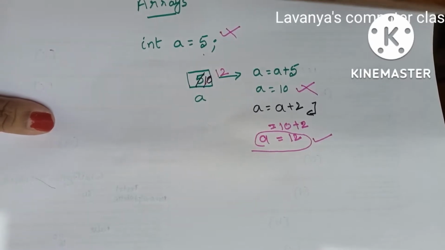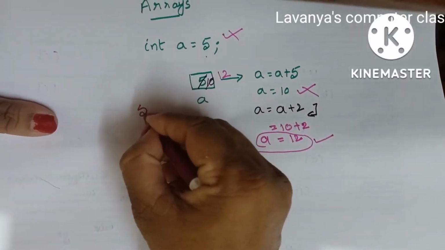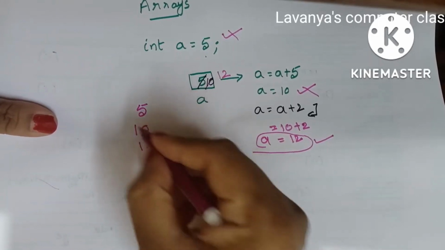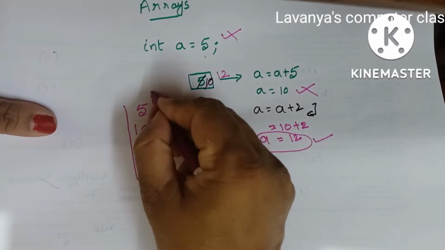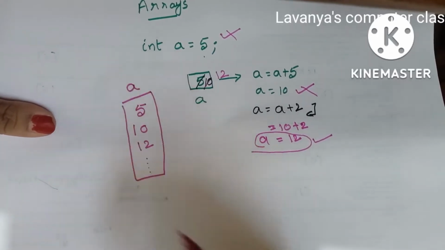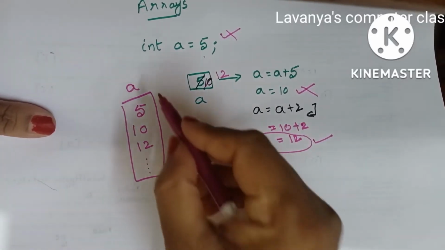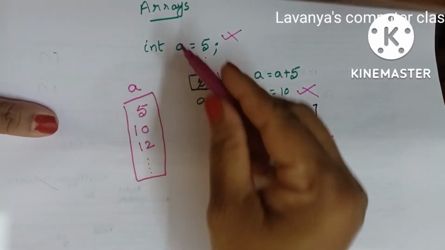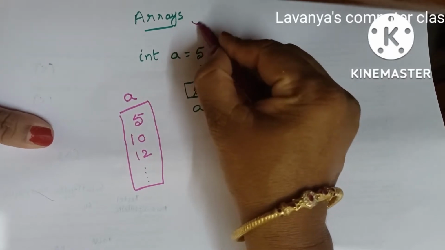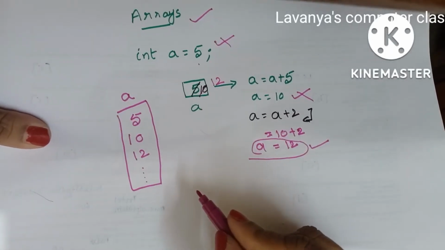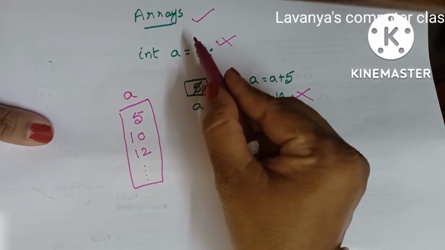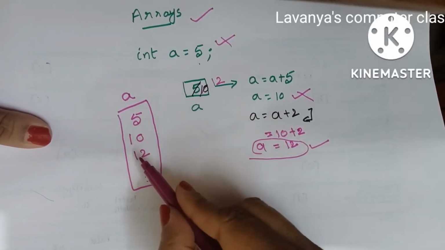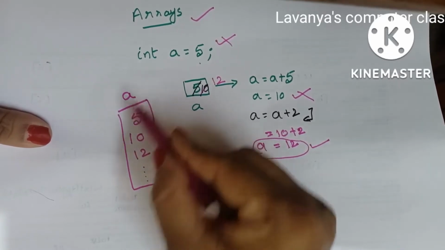But now the question is, I want to store all the values like 5, 10, 12, whatever the remaining values are. I want to store all of them in the same memory location with the same single variable name. Is it possible or not? For this question, it is possible through arrays, either in C language, C++ or Java. Arrays give the answer for storing all the values in a single variable.